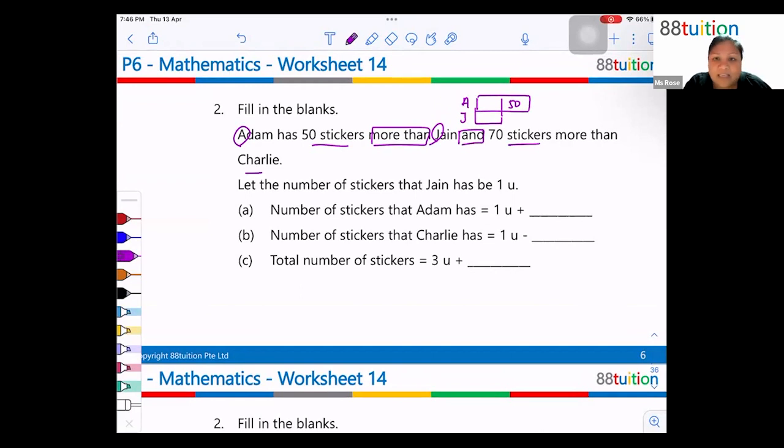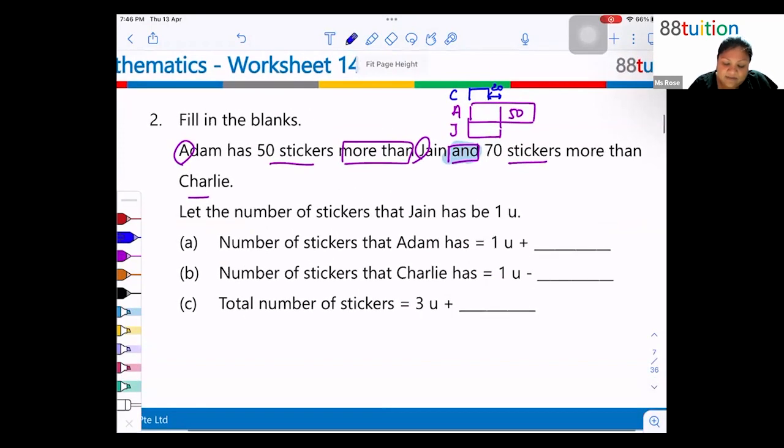Who am I comparing with Charlie? Adam or Jane? Who am I comparing with? Charlie? Adam. Yes. Because of the and here, okay, Adam has more than Jane and more than Charlie. Okay, so if I omit all the numbers and the more than, I know that Adam has more than Jane and more than Charlie. Because of that and, we're comparing Adam and Charlie. So Adam has 70 more than Charlie. So Charlie has this less. Okay, so you can see this.